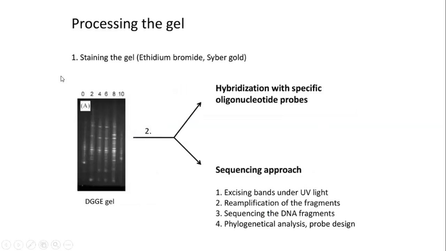Now after that, the processing of the gel is done. The staining of the gel can be carried out with ethidium bromide and SYBR Gold solution, and hybridization with a specific oligonucleotide probe can be made after this. Then sequencing approaches can be done, which includes the excision of bands under UV light and reamplification of the fragments. After that, the sequence of DNA fragments can be determined for phylogenetic analysis and probe designing.